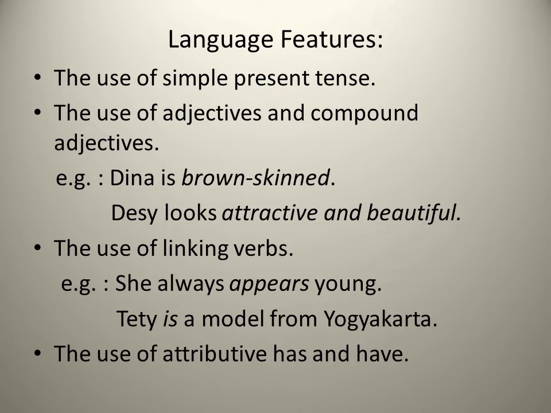The examples of the use of adjective and compound adjectives. The first example, Tina is brown-skinned. Brown-skinned here is an adjective. The second example, Daisy looks attractive and beautiful. Attractive and beautiful here is a compound adjective.